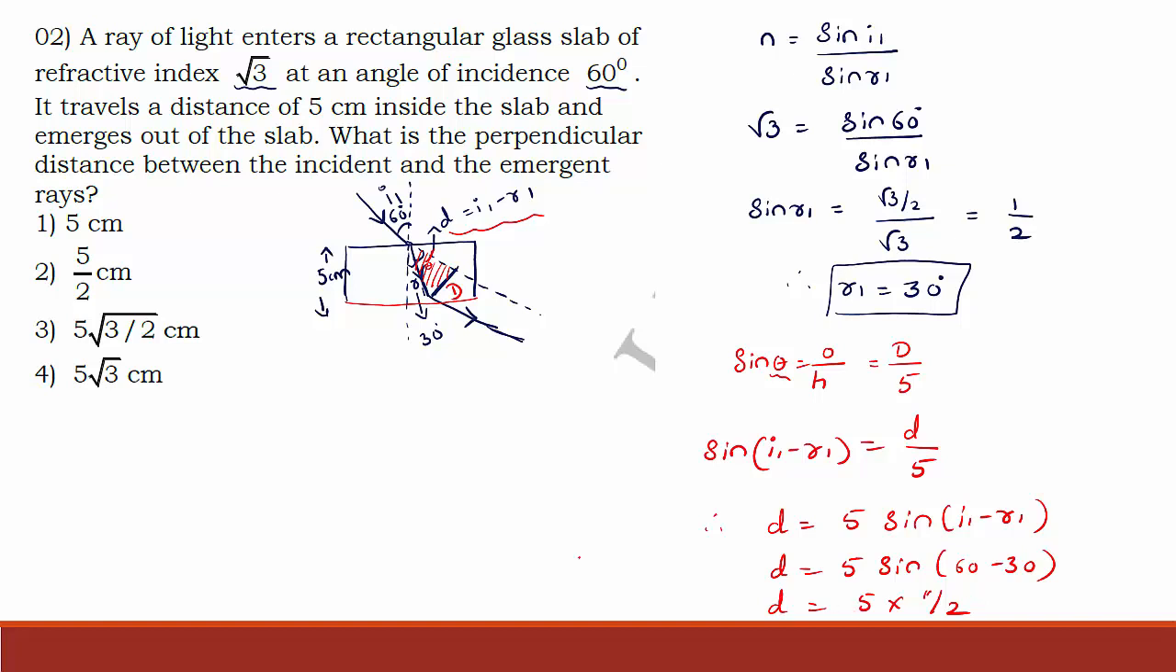So here the final answer is capital D. Don't get confused between small d and capital D. Capital D indicates the perpendicular distance between the emergent ray and the incident ray. Small d indicates the angle of deviation. So I can write capital D equals 5 divided by 2 centimeters. So the perpendicular distance between the incident ray and the emergent ray is 5 by 2 centimeters. So option second is right.